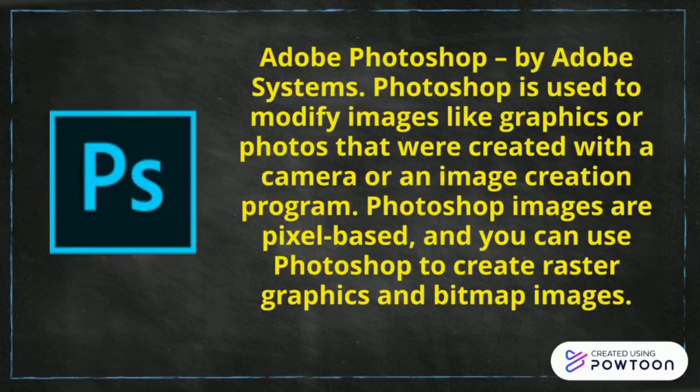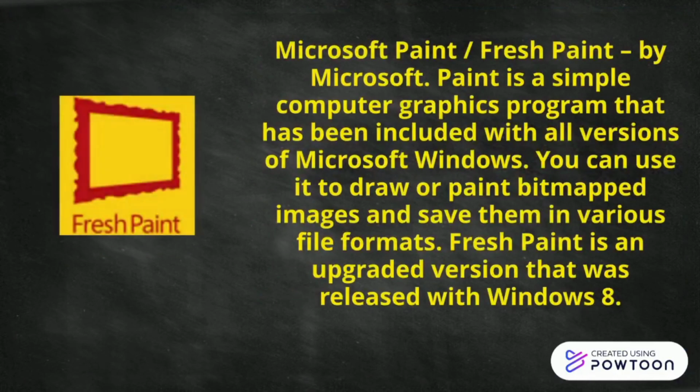Photoshop is used to modify images like graphics or photos that were created with a camera or an image creation program. Photoshop images are pixel-based, and you can use Photoshop to create raster graphics and bitmap images. Microsoft Paint/FreshPaint by Microsoft. Paint is a simple computer graphics program that has been included with all versions.